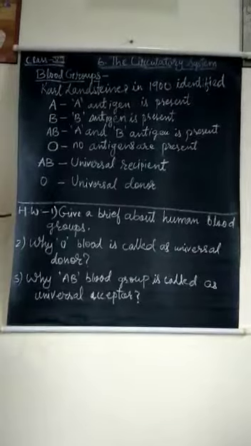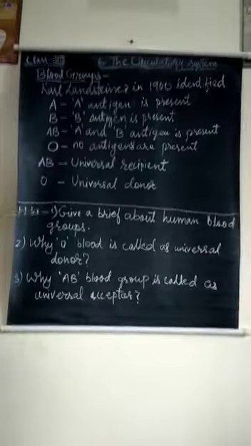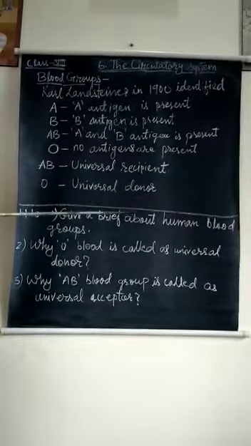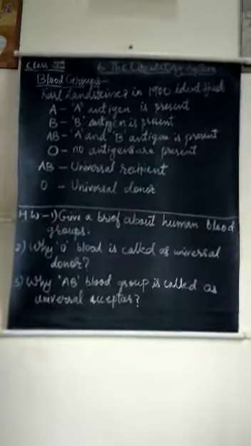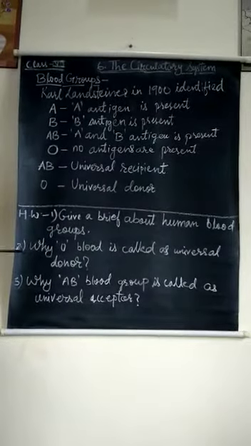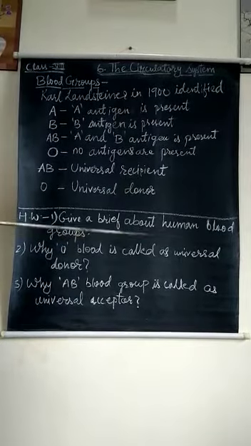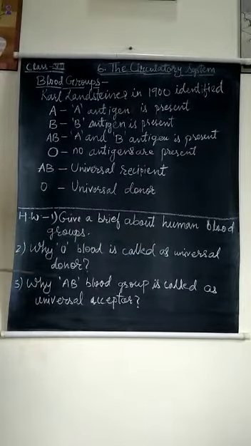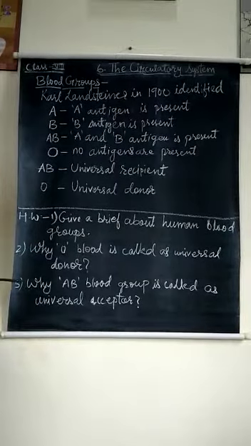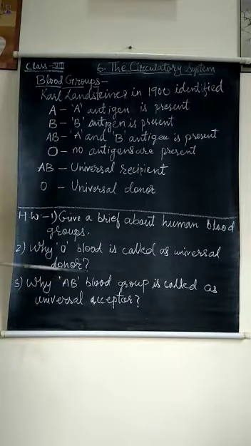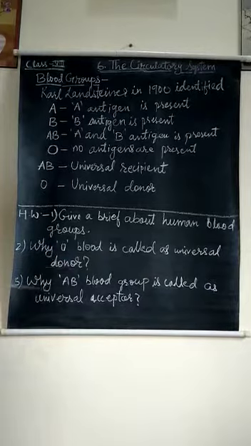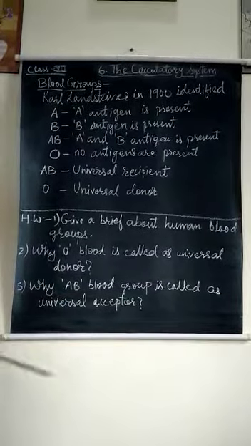Today's homework, question number 1, give a brief about human blood groups. Question number 2, why O blood group is called as universal donor. Question number 3, why AB blood group is called as universal acceptor.